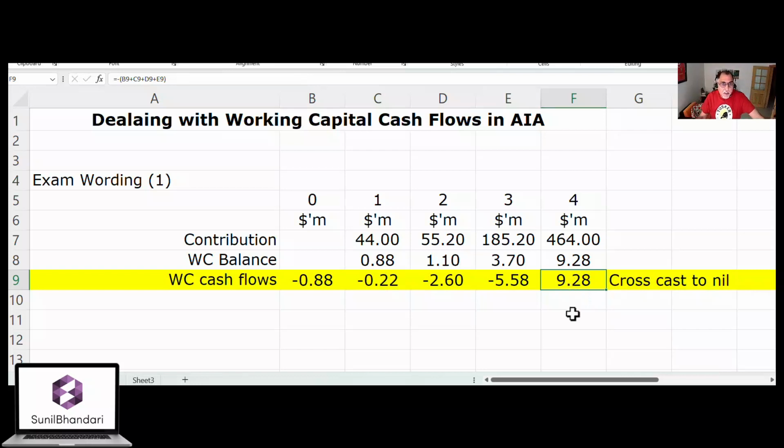But that's the first illustration, the first type of question that you can get in relation to dealing with working capital. Let's look at the second one.